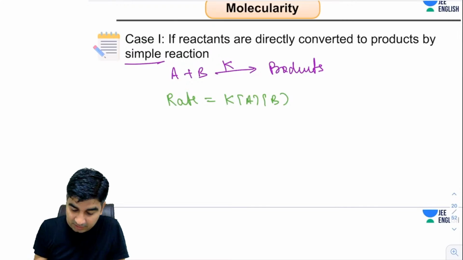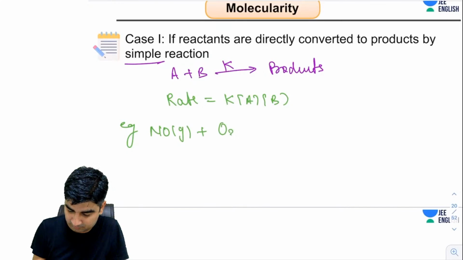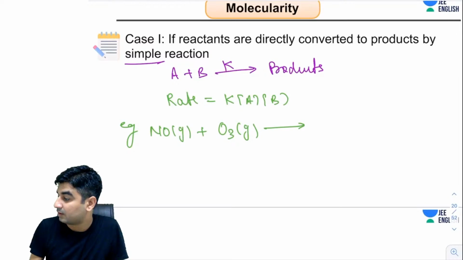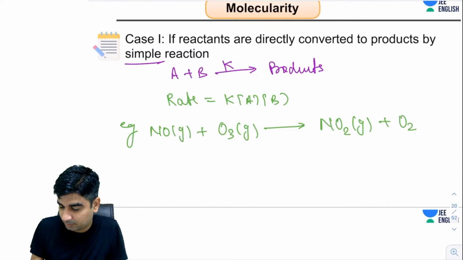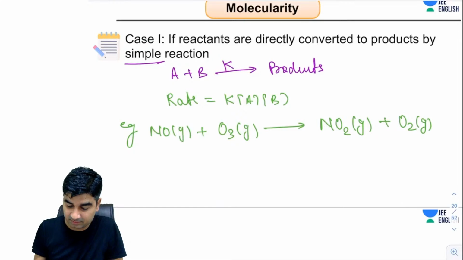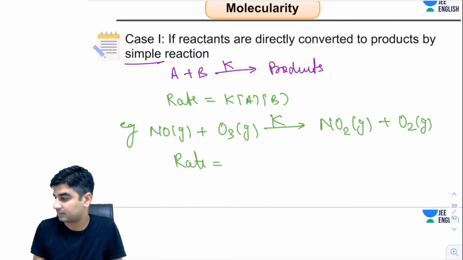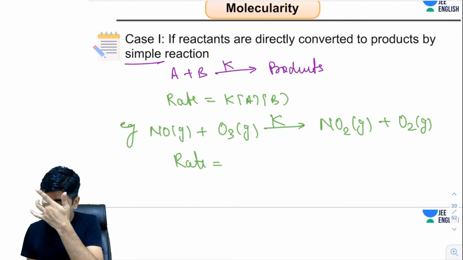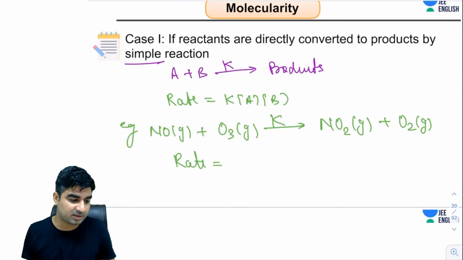Let's take one real example over it. NO gas plus O3 gas giving you NO2 gas plus O2 gas, right? So I told you that it is elementary. Then write down the rate law expression. Tell me.